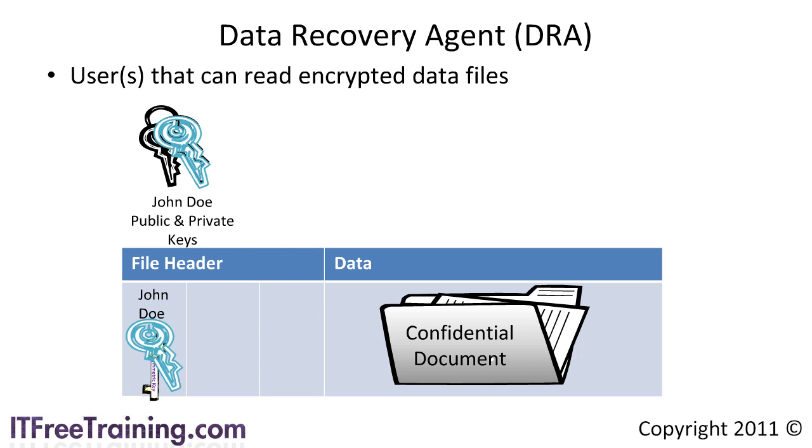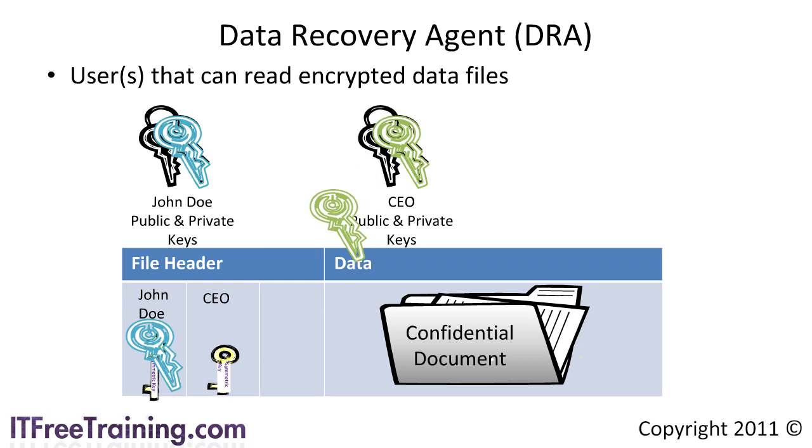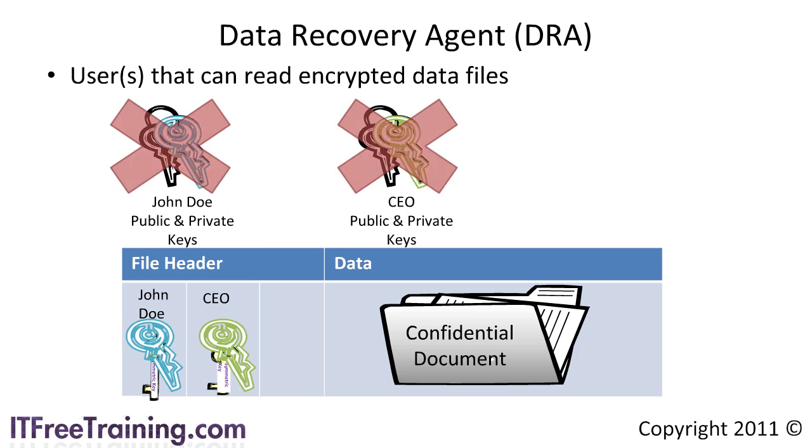If you decide to allow another user to access the file, for example, the CEO, Windows would add another symmetric key to the file. The second copy of the symmetric key would also need to be encrypted by using the CEO's public key. Once the file is encrypted, only the CEO's private key can be used to access the symmetric key. This approach does present a problem. If John Doe and the CEO left the company, if both their user accounts were to be deleted, then access to the symmetric key would be lost, as their private keys attached to their user account would be lost too.